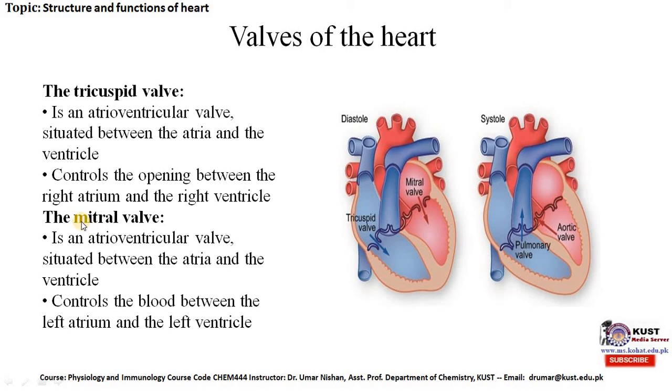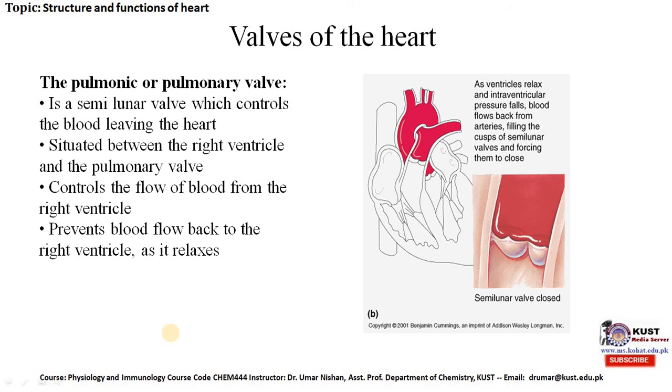The mitral valve is an atrioventricular valve situated between the atria and the ventricle. You can see here the mitral valve. It controls the blood between the left atrium and the left ventricle. You can see the left atrium and the left ventricle. So it controls the blood between the left atrium and the left ventricle.